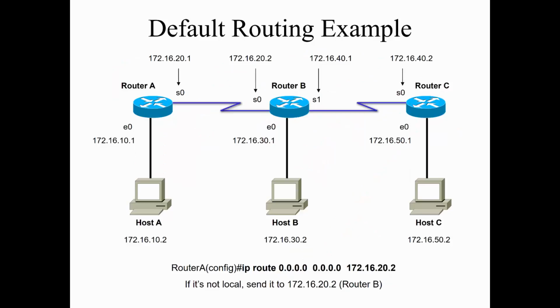A default route would be send everything out this interface. So any IP with any subnet, send to this IP address here. Which does work, but what is router B supposed to do with it? What if you're trying to get to 172.16.50.2? Does router B know about it? So that's one of the problems. We have to be a little bit more specific.